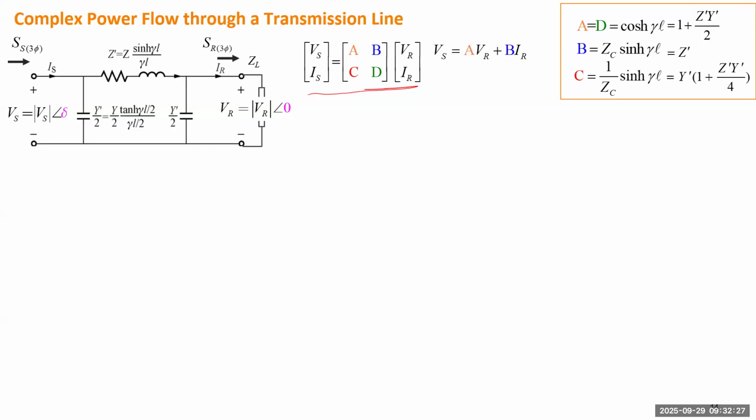current phasor. From the first line of the matrix, we can know the source voltage is just a linear combination of the voltage and the currents at the receiving end. And there are two coefficients, A and B. So A is actually cos gamma L. So if you know the Z prime, the Y prime, which are the corrected impedance and admittance of the line, you can actually calculate A. B is simply the Z prime.